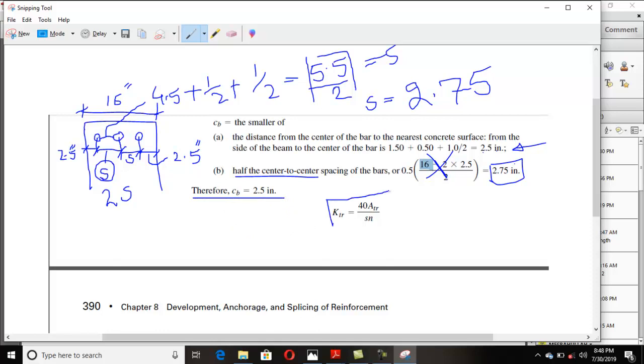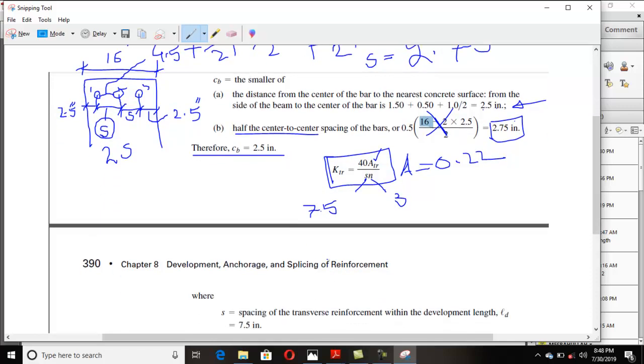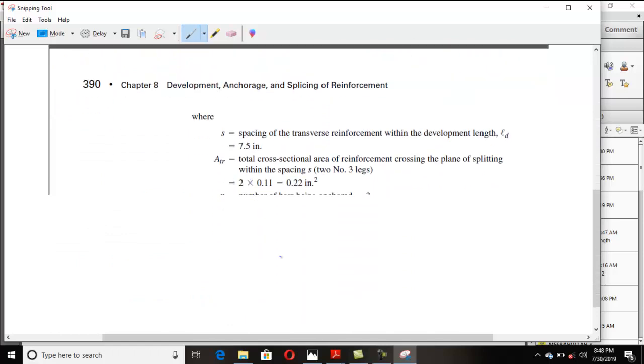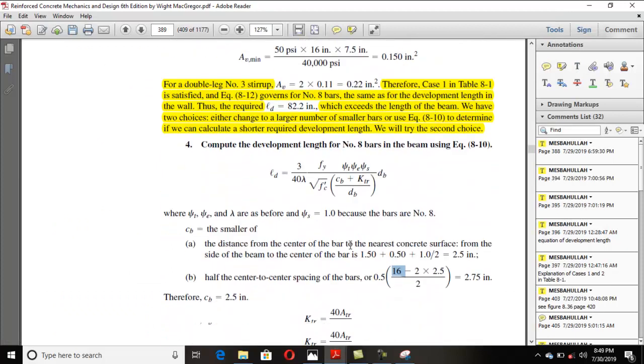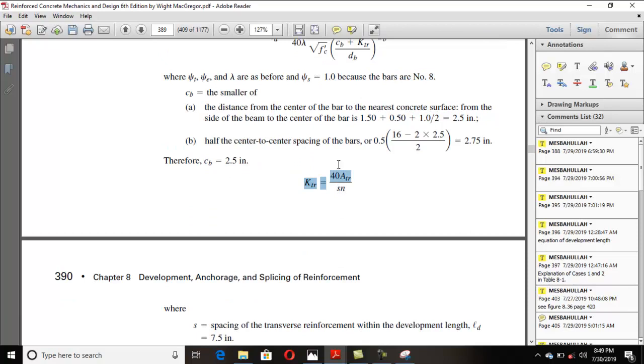You will calculate KTR as we did in example number 1. 40 is constant, ATR is equal to 0.22. We will determine it: 2 multiplied by 0.11 because step number 3 is there. That is the spacing, which is given as 1.5 inch center to center. N is the number of bars, which is 1, 2 and 3. So N is 3. Just putting the values you will get the answer. So determine KTR.